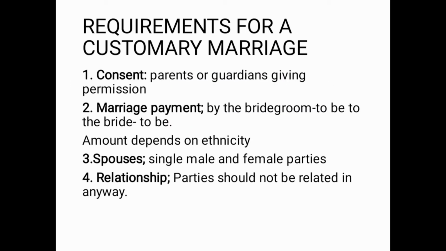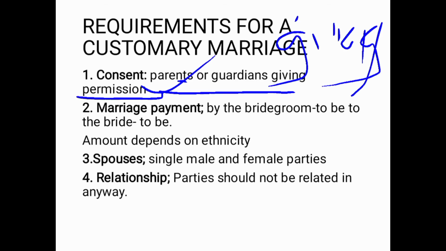Requirements for a customary marriage. What things should you do to enter into a customary marriage? This one is very simple and straightforward. The first one is the consent. This is simply the parents or the guardians giving permission to the parties for them to get married. Okay, they can get married. The parents have agreed.